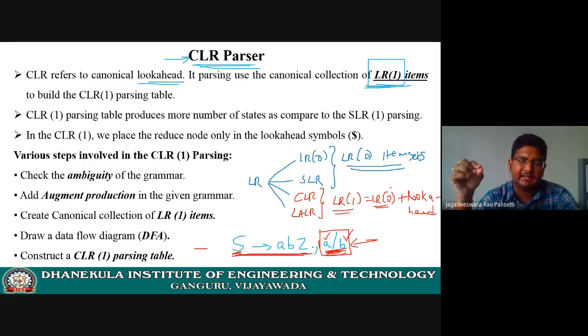Item sets will represent the structure of the production rule. In LR(0) and SLR, the production rule contains two parts: one is LHS, one is RHS. At the RHS, we add the dot operator. That's it. But here in LR(1), whatever we do in LR(0), in addition to that, each and every production should contain a lookahead symbol.